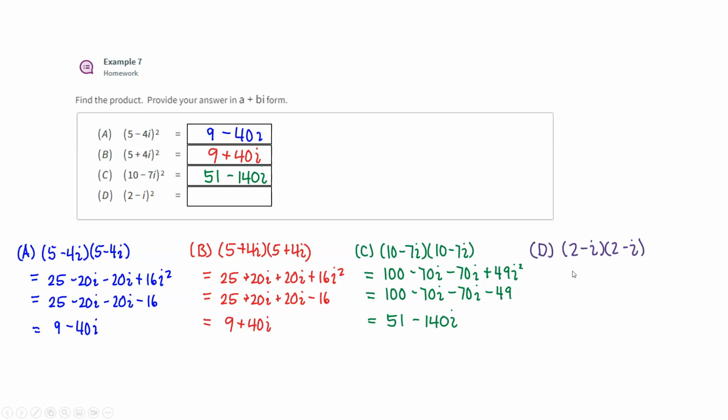And D, 2 minus i times 2 minus i is what 2 minus i squared is. You end up with 4 minus 2i minus 2i plus i squared. Adding i squared is the same thing as subtracting 1. So you're going to end up with 3 minus 4i as the solution to this one.